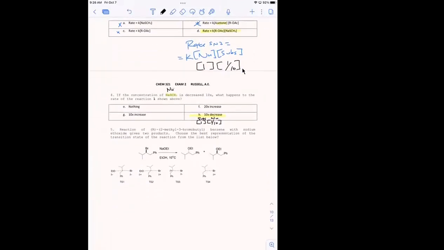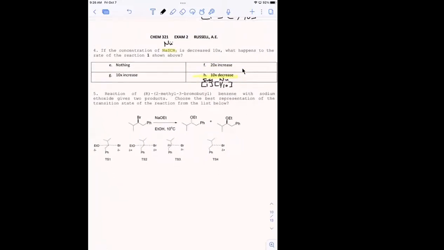All right, so number 5 asks, the reaction of 2-methyl-3-bromobutylbenzene with sodium methoxide gives 2 products. That's a giveaway. Depending on the mechanism, if you watched that ICE method video, it talked about how you can distinguish between SN2 and SN1 based on the product stereochemistry. So we're going to talk about that in a second. It says choose the best representation of the transition state from the list below.